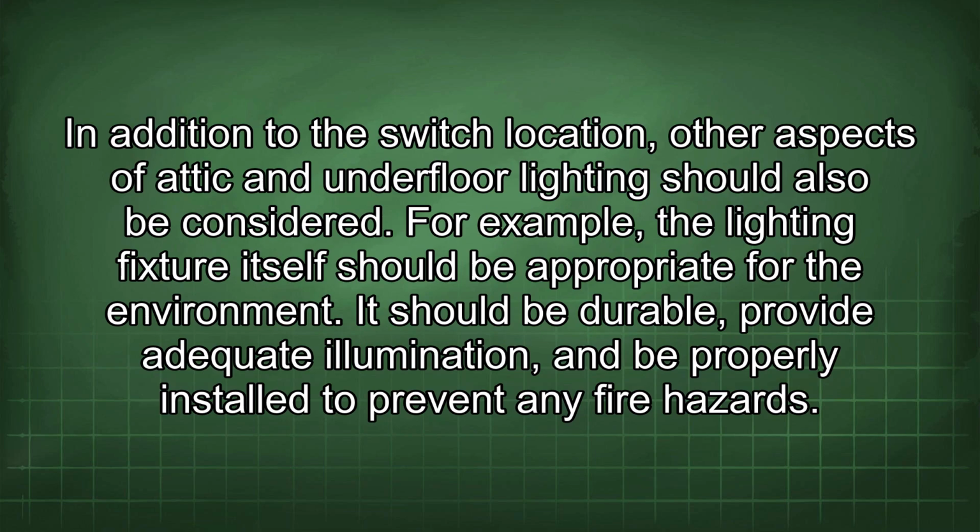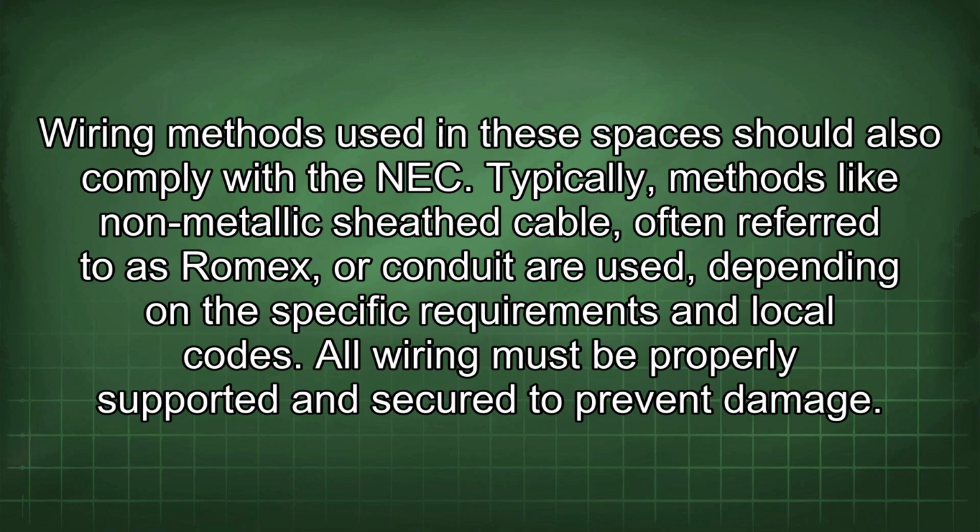In addition to the switch location, other aspects of attic and underfloor lighting should also be considered. For example, the lighting fixture itself should be appropriate for the environment. It should be durable, provide adequate illumination, and be properly installed to prevent any fire hazards. Wiring methods used in these spaces should also comply with the NEC. Typically, methods like non-metallic sheath cable, often referred to as Romex, or conduit are used depending on the specific requirements and local codes. All wiring must be properly supported and secured to prevent damage.